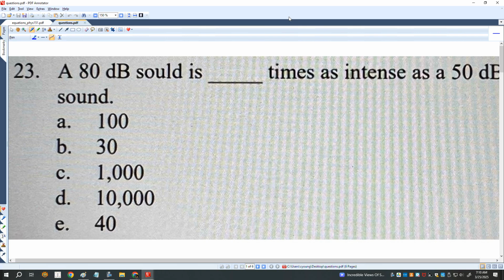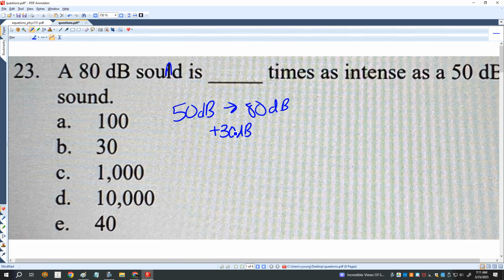An 80 decibel sound is how many times as intense as a 50 decibel sound? The decibel scale is logarithmic, so when I have an increase from 50 decibels up to 80 decibels, that is an increase of plus 30 decibels. And even though that's almost doubling the decibel level of the sound, it actually increases the intensity of the sound by a lot more. The way you find that is you do this.